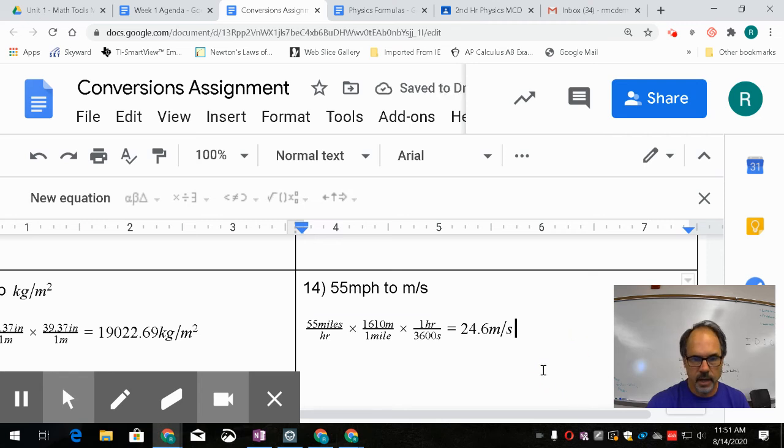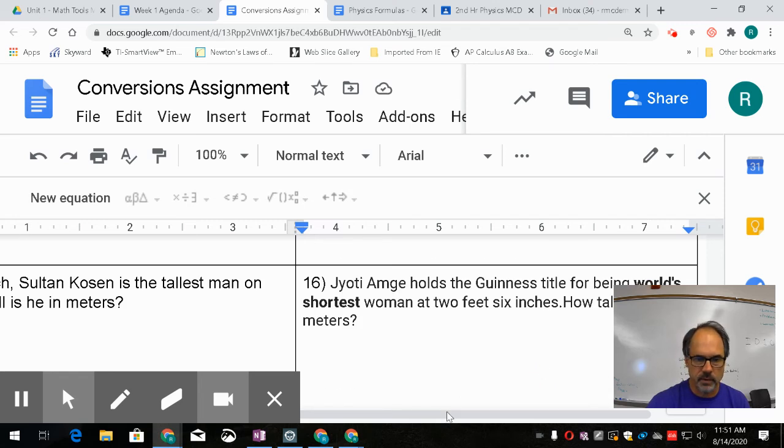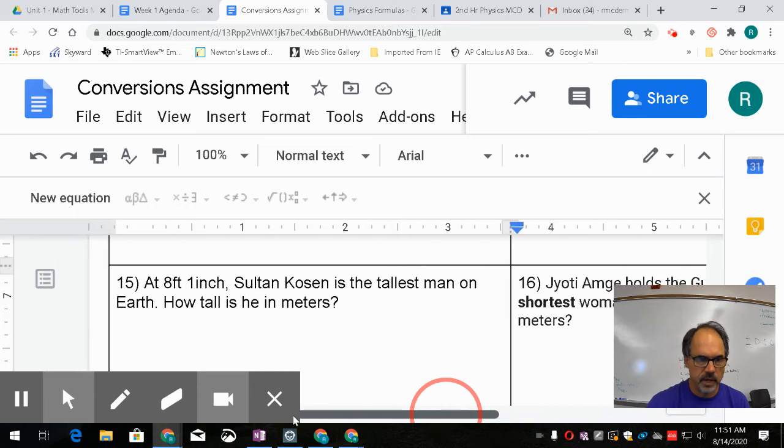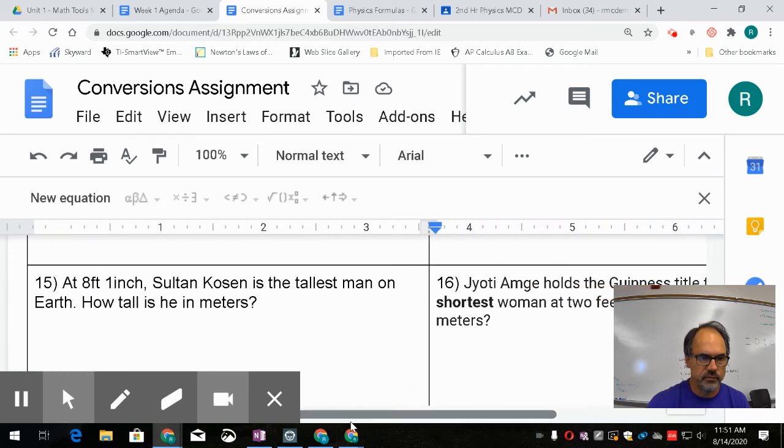All right. How about one more? We got kind of a fun problem here. We've got at 8 feet 1 inch, Sultan Kosen is the tallest man on Earth. How tall is he in meters? Okay, so I think here we already have the 1 inch. We want to convert the 8 feet to inches, and then we'll have the total amount of inches, and then we can move that into meters.